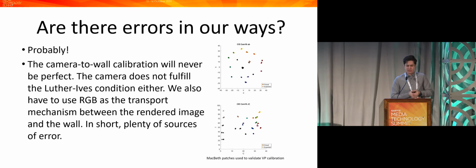Are there errors in our ways? Yeah, probably. The camera to the wall calibration will never be fully perfect. This is a big problem in virtual production. We still got pretty close. These charts just show basically how good our calibration was. So basically the Macbeth that we rendered out versus the Macbeth that the camera ended up filming through the display pipeline, how close it was. And the camera didn't introduce that much noise.